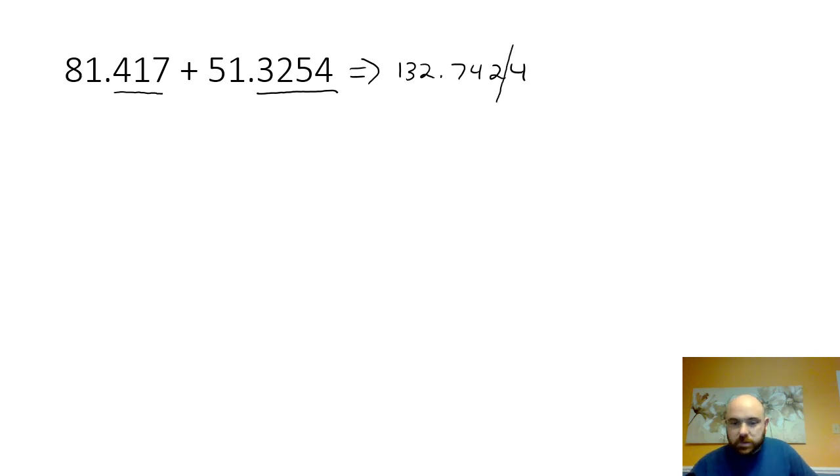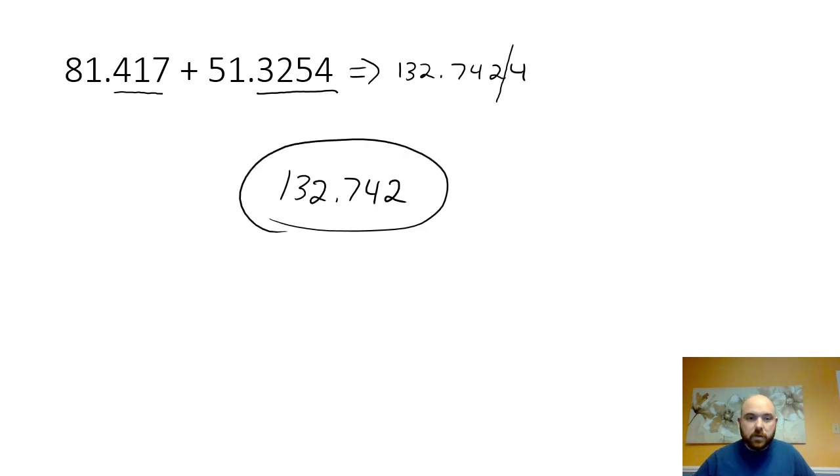We'll need to chop off behind the 4 to round to 3 decimal places, and so our answer becomes 132.74, and then the 2 is going to remain the same because the number being left off is lower than 5. So 132.742 is the answer here with the correct number of significant figures.